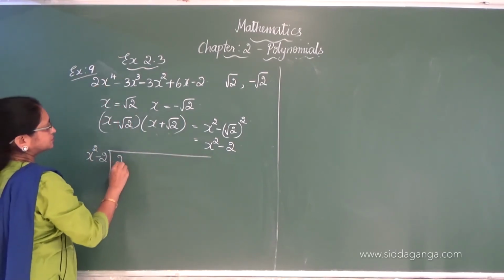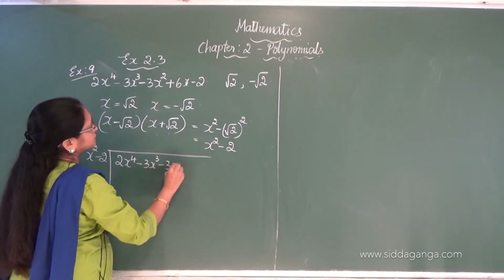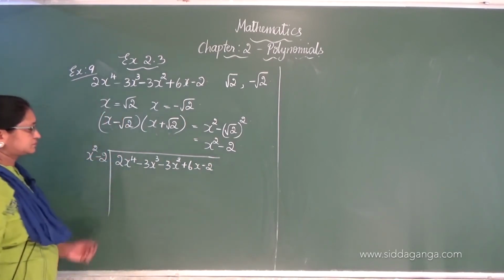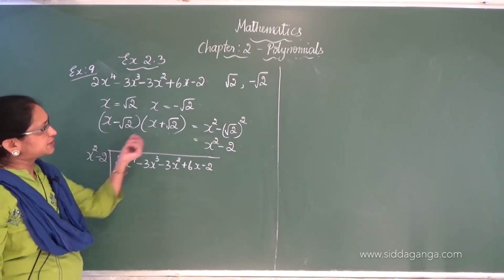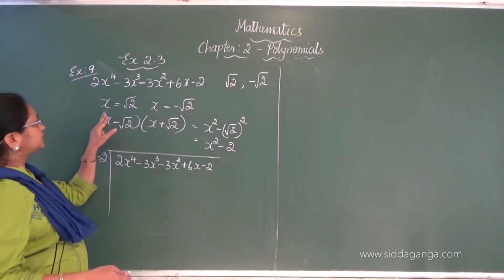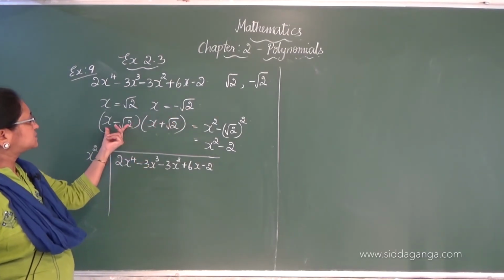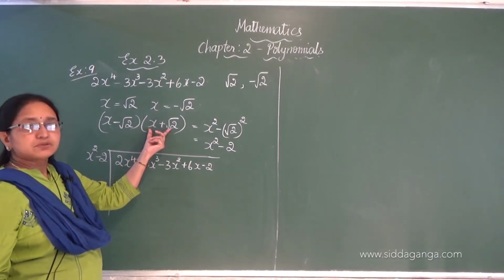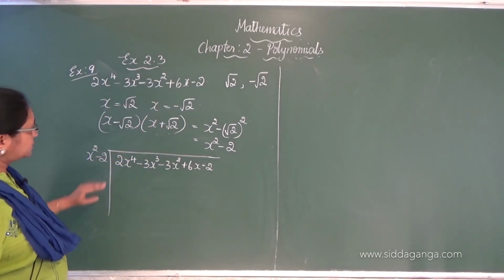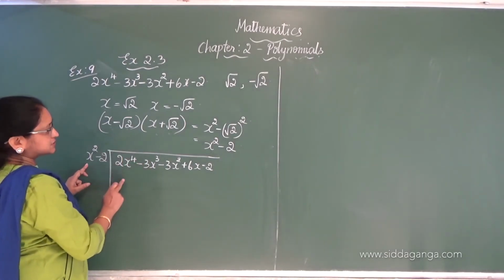Now, divide this, minus 3x cube minus 3x square plus 6x minus 2. I hope you understood. See, take the zeros, these are the 2 zeros, you have to find 2 more zeros. So x is equal to root 2, x is equal to minus root 2. Now, x minus root 2 into x plus root 2, these two are the factors of this already. So factors means again you have to divide.